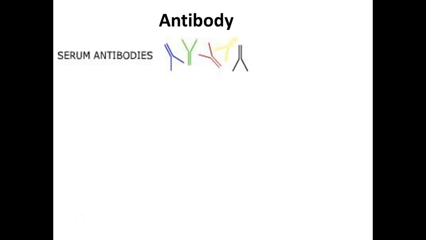If we were running this test, we would get a serum sample from somebody. In their serum contains lots of different antibodies, and this is denoted by the different colors. So notice each antibody has a different color because each antibody is unique. It binds to a specific antigen.